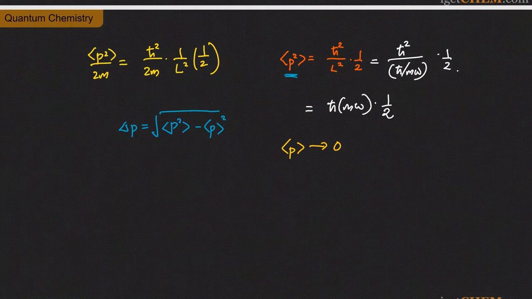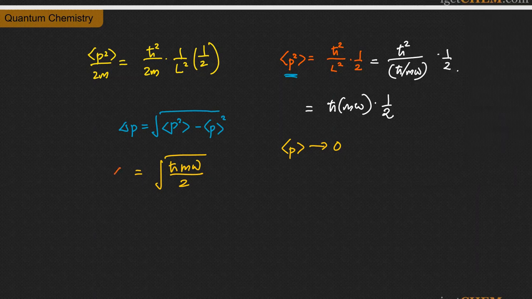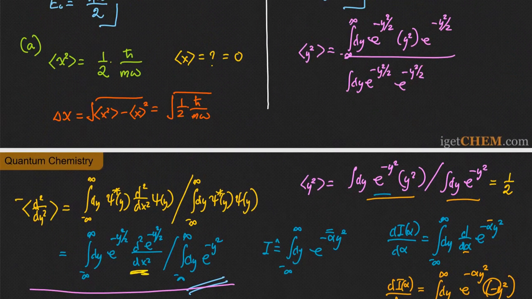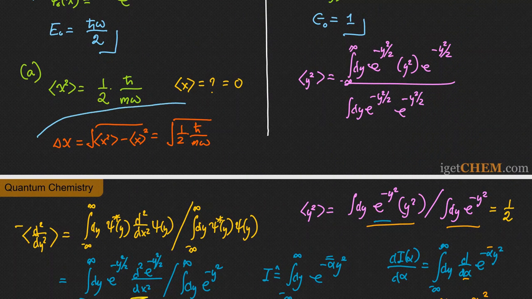So once we know that, this is fairly simple. This is just the square root of p squared, and p squared is h bar m omega over 2, and it's the square root of that. Okay, so now we've got both. In this expression we have the standard deviation in the measurement of the momentum operator, and then up here we have delta x, which is the standard deviation in the x measurement.